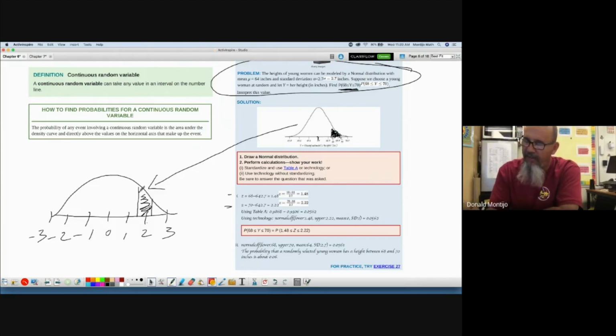But now that I've standardized it, I've put it into table A, so to speak, the table that I can deal with, or I can just simply type it into the calculator. So I looked up a z-score of 2.22 in the table, and it gave me an area of 0.9868. And then I looked up 1.48 in the table, and it gave me an area of 0.9306. So the area in between would be the difference of those two areas, or 0.0562.